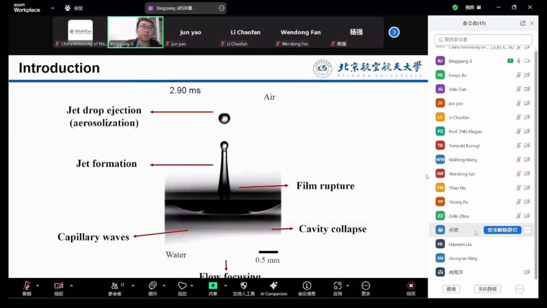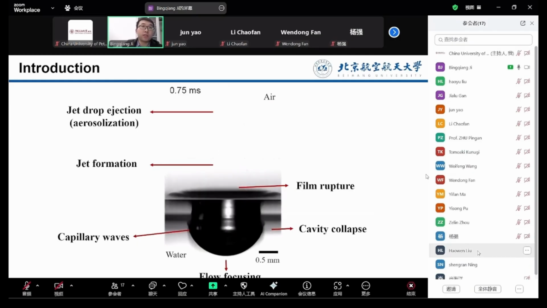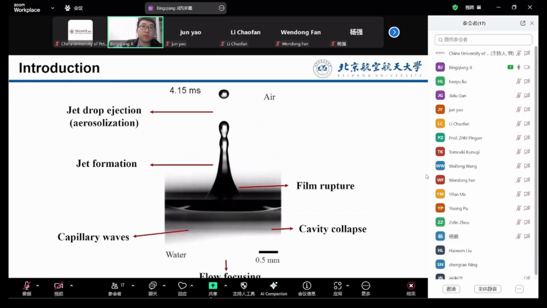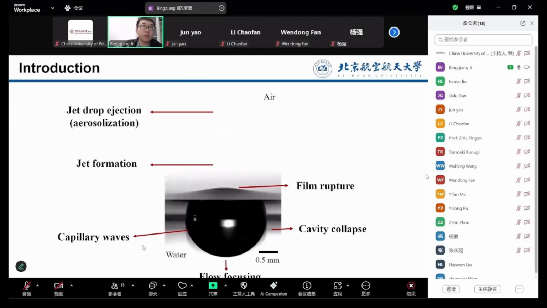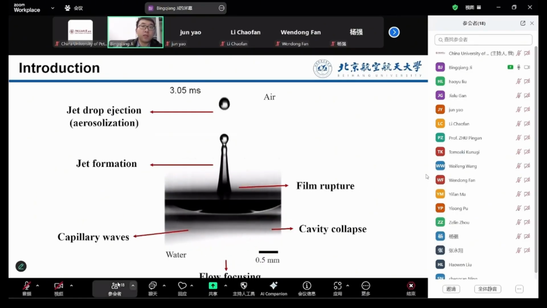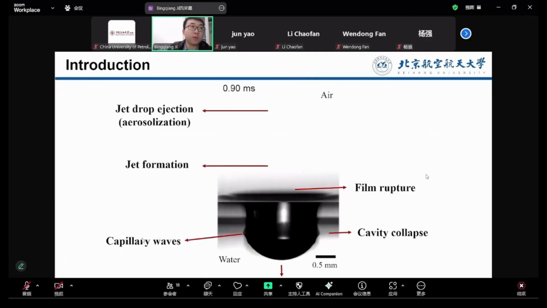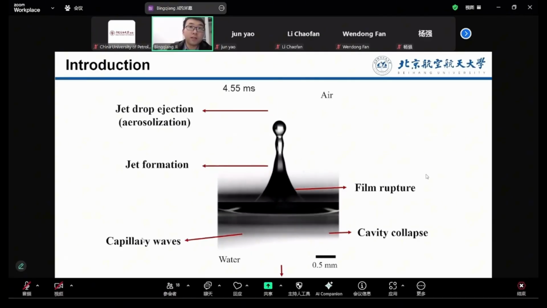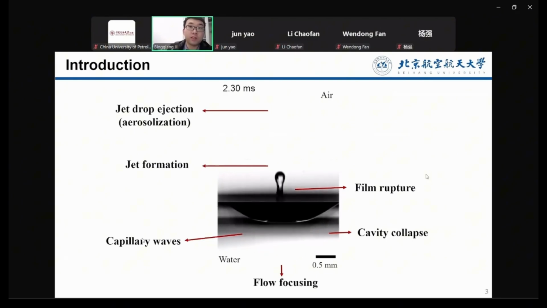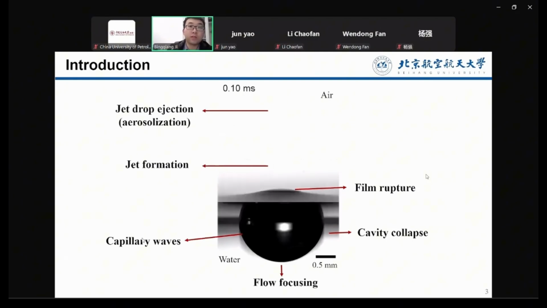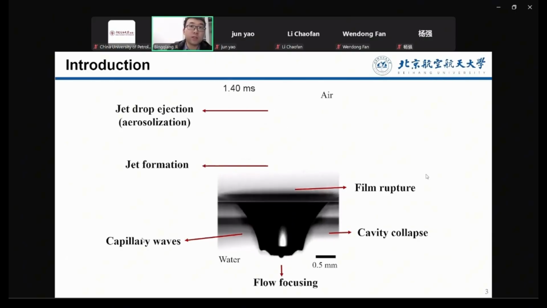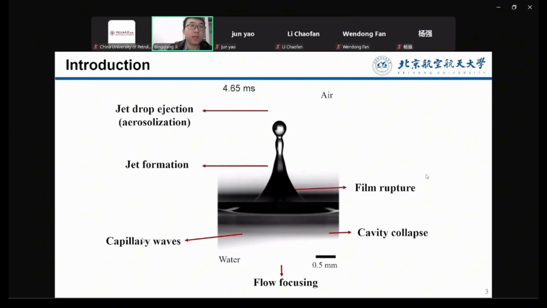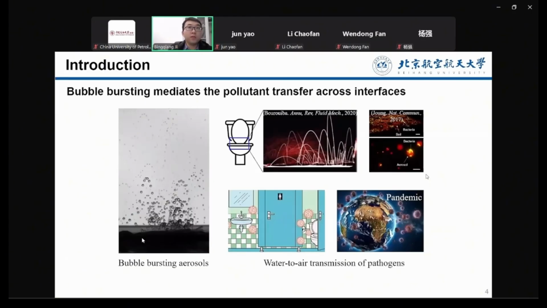Then the cavity below the liquid surface collapses, and a train of capillary waves propagates towards the bubble bottom. After the flow focusing at the bubble bottom, a liquid jet is ejected upwards, and it finally breaks up into several jet drops. So this is how the bubble bursting aerosolizes the liquid into droplets to air.